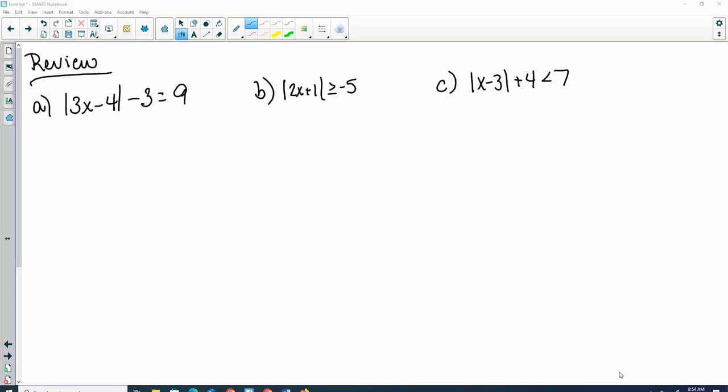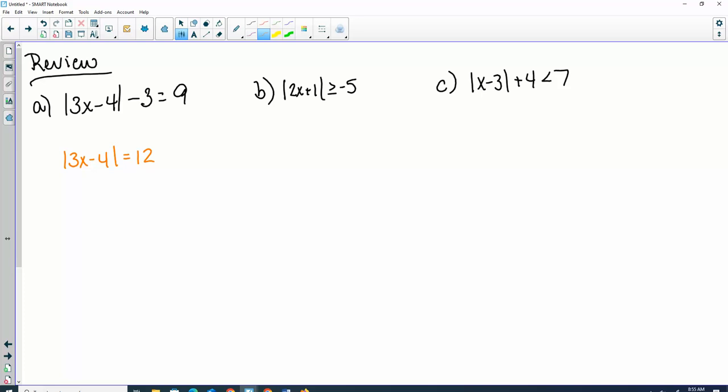When you solve an absolute value equation, what do you have to do? Get the absolute value right. Yes. First step, isolate that absolute value. So I would have to add over my 3. Now I have an absolute value equals a number. So what do we do from that point?